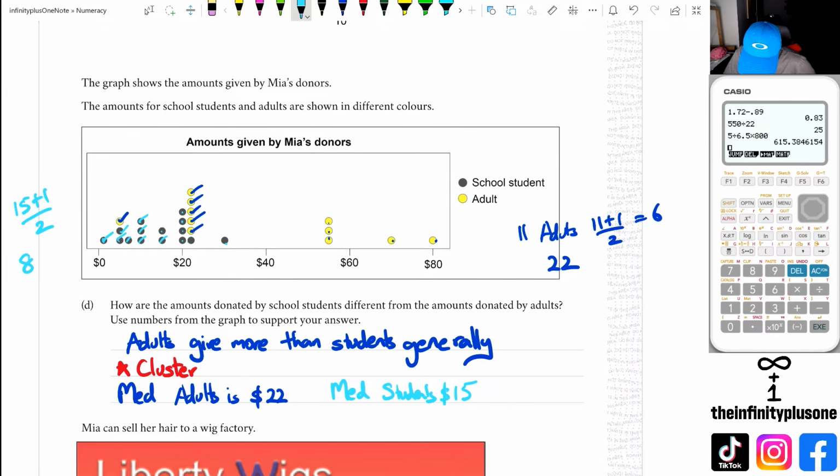Interestingly enough, the answer schedule actually says that the median for school students is about 13. I don't know if that's 13, because 13 is definitely not going to be this close to 20. I'd actually think it's 16. So you could use this to support your claim that the adults give more as well by comparing their medians. That's another thing you could potentially do.